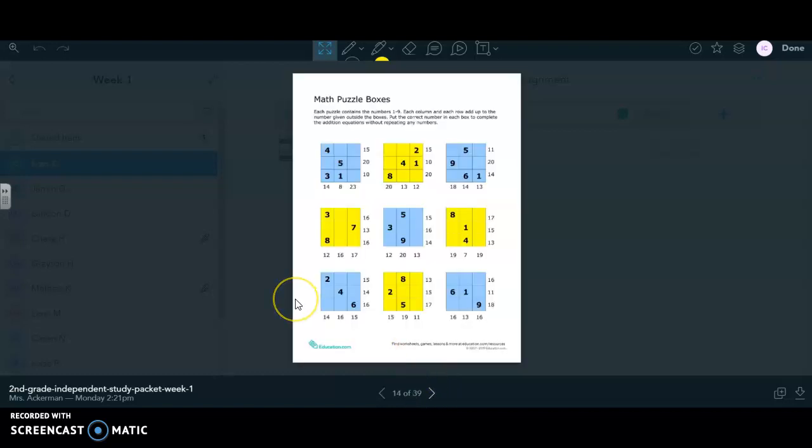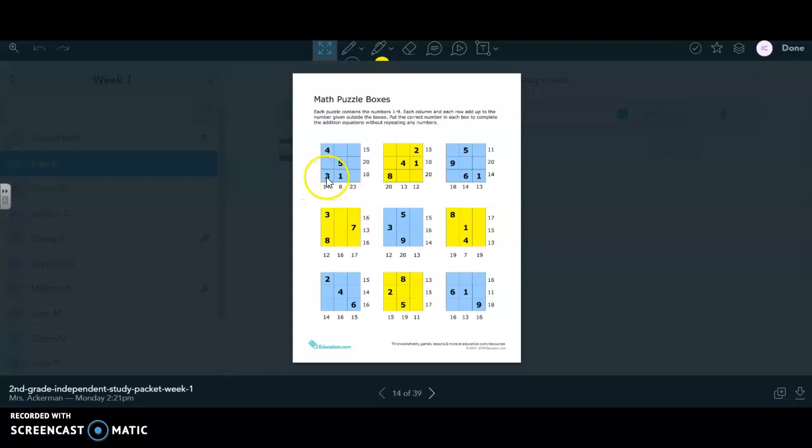Math puzzles. It says each puzzle contains a number 1 through 9. Each column and each row add up to the given numbers outside the boxes. Put the correct number in each box to complete the addition equations without repeating any numbers. So in here, you cannot have 2 4s or 2 1s or 2 5s. On these blue boxes, you have to have all the numbers 1 through 9.